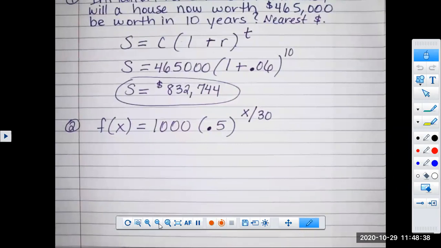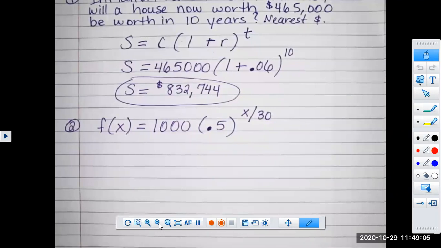Okay, this will be the last problem we look at today. This problem deals with the 1986 explosion at Chernobyl. It sent 1,000 kilograms of radioactive cesium-137 into the atmosphere. This function describes the amount, f of x, in kilograms of cesium-137 that remains in Chernobyl x years after 1986.